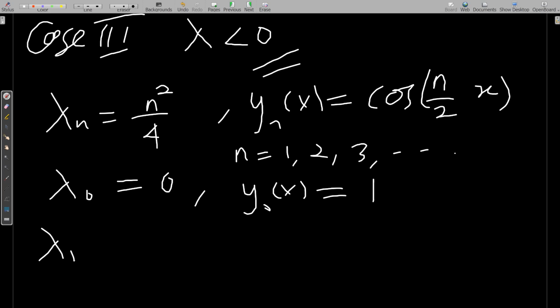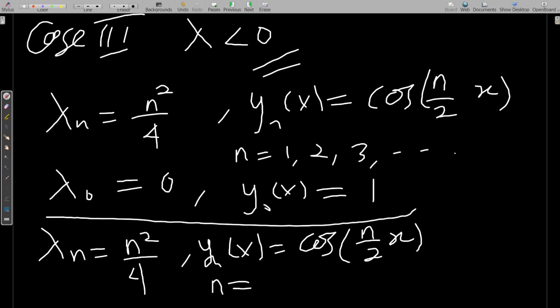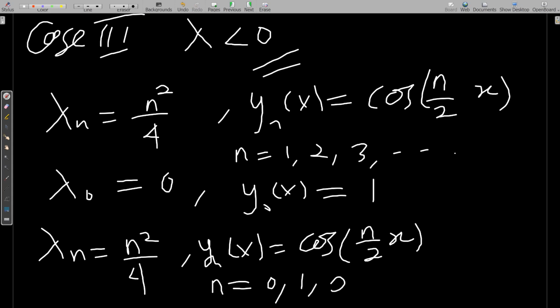You can say the eigenvalues will still be n squared over 4, and the eigenfunctions will still be cos of n over 2 x, and your n will have to be defined. So this is the first part, when you are combining the two of them. I'm merging them using the idea of cos, because cos of 0 is 1, so n starts from 0, 1, 2, and the rest.